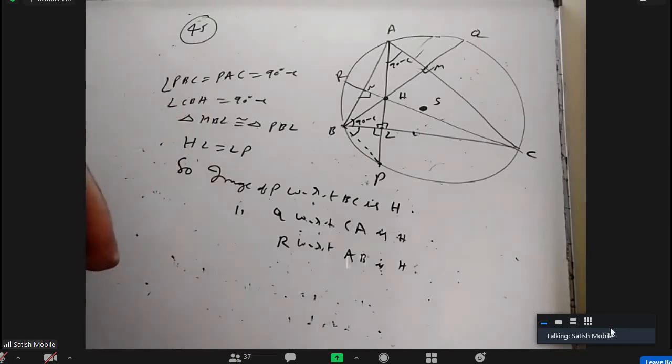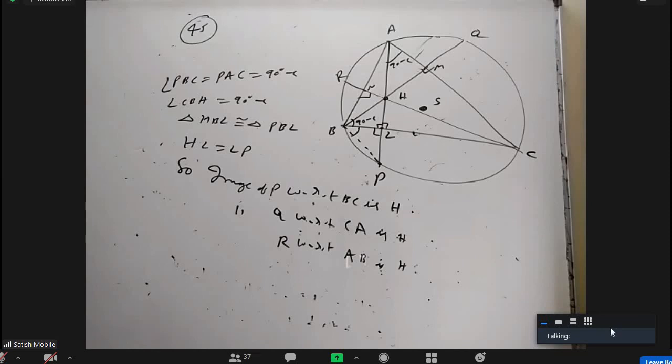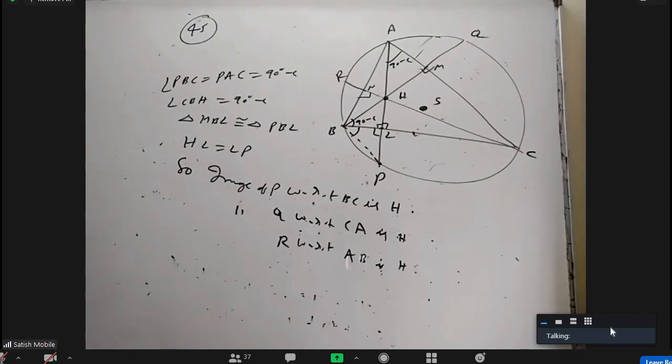Please draw this figure and write all these things. Okay, we will continue in the next class again on Tuesday.